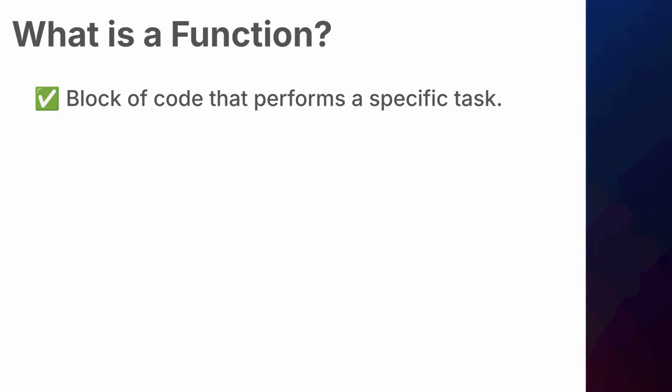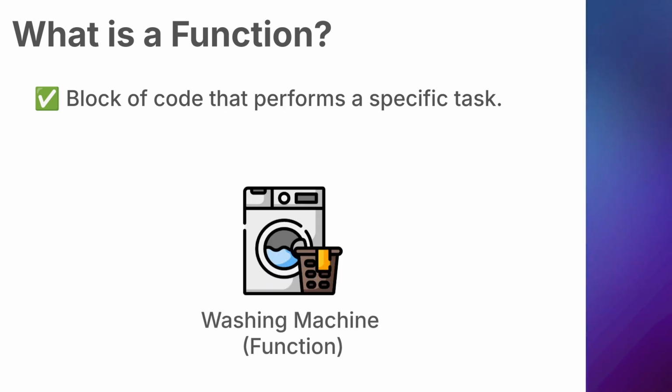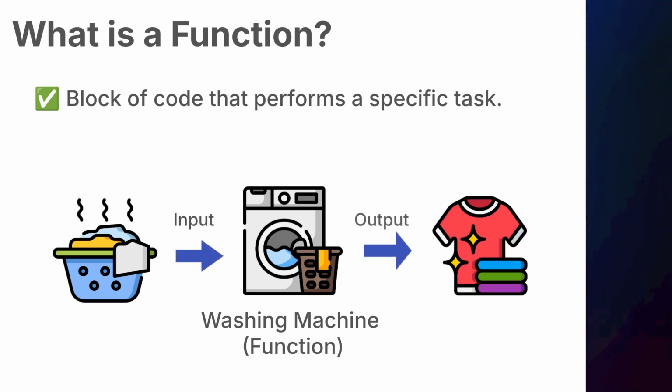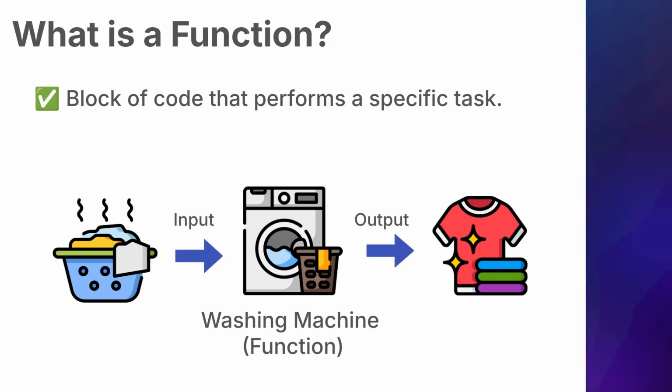For example, a washing machine is like a function. You put in dirty clothes, press start, run the function, and get clean clothes. A function in Python works the same way. You run it and it does the job for you.